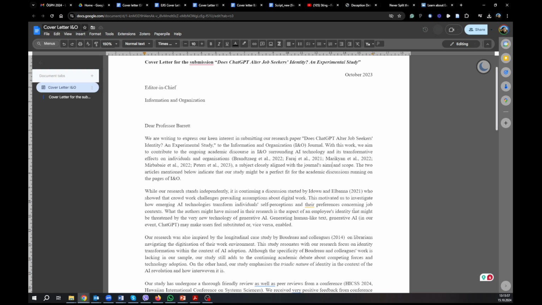Moreover, it is likely that the editor could have been the editor of this paper, or one of the reviewers of this paper will also be your reviewer. That's why you should take care. What the authors might have missed in their research is the aspect of an employee's identity that might be threatened by the very new technology of generative AI. Generative human-like text AI, in our case ChatGPT, may make users feel substituted or, vice versa, enabled. And that was the first discussion we wanted to address.